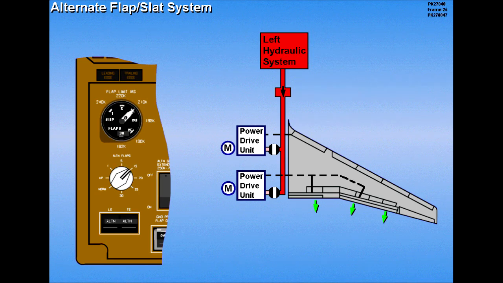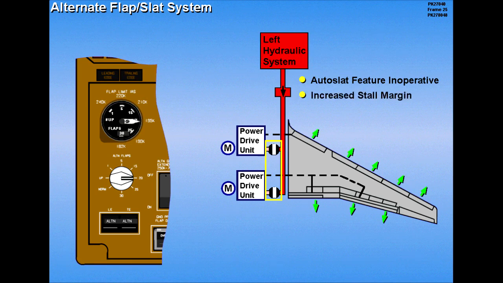During alternate operation of the slats, the auto slat feature is inoperative because the hydraulic shutoff valves are closed. When the alternate flap selector is placed to the 20-degree position, increased stall margin is provided by the slats extending to landing position.